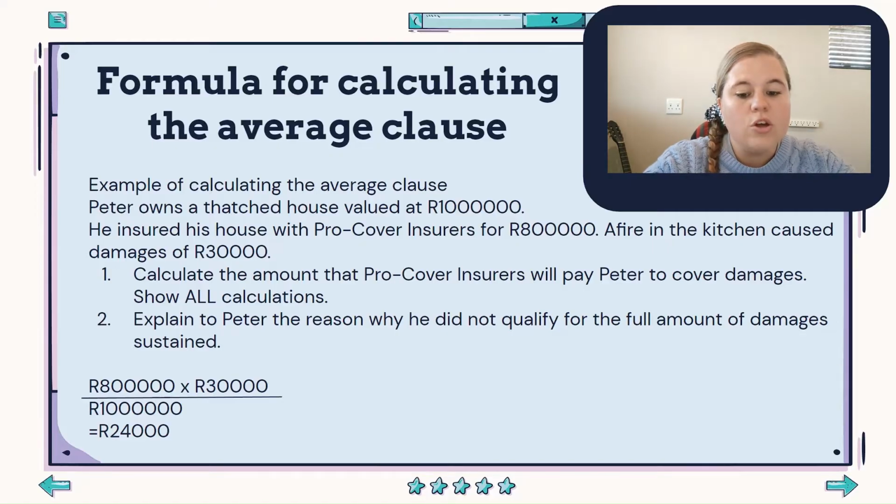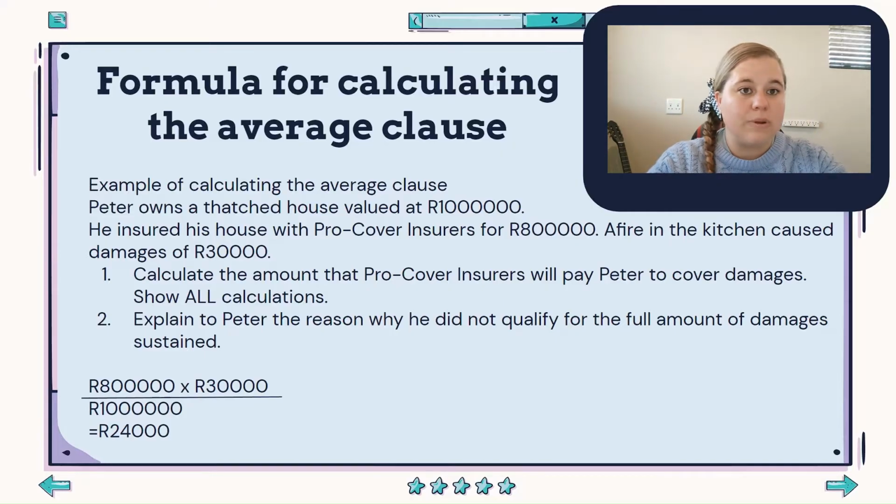So, we're going to take our insured amount, which is our 800,000, times by 30,000, which is our damages. Then we're going to divide this by the 1 million, which the house is valued at market value. And that gives us a total of 24,000. So that is the amount that he will be paid to cover the damages.